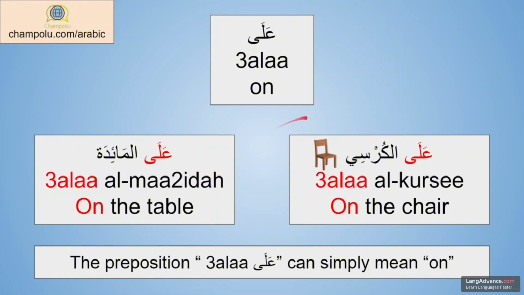And then we can see the examples for the preposition على. So it can be a simple expression like on the chair, على الكرسي. Or on the table, على المائدة.